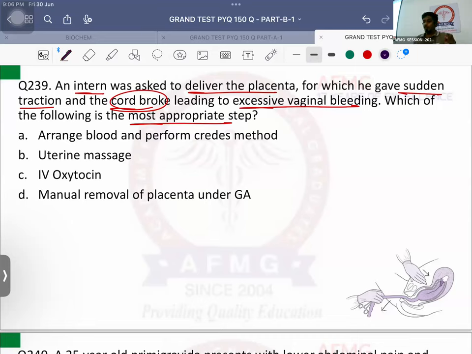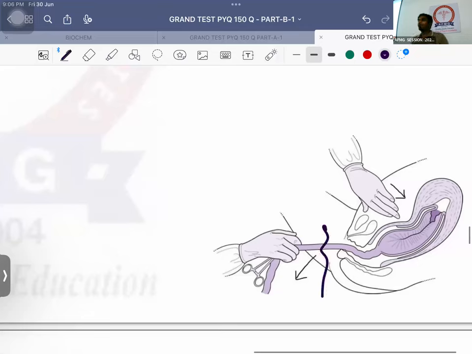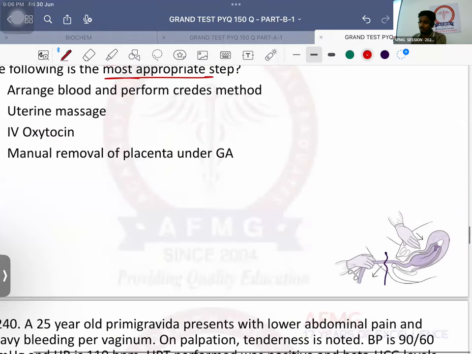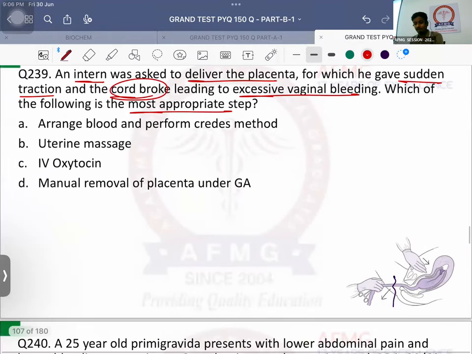Sabse badnaam prajati, intern. Kya kiya jata hai? Bechara delivery kar raha tha. But usko laga placenta aa nahi raha bahar. Mujhe aur bhi kaam hai. Usme kya? Jor laga. Usme kya ho gaya? Cord kya ho gaya? Break. Ab cord break ho gaya. To placenta andar hi reh gaya. And the patient started bleeding a lot. Now what should be the most appropriate step in management? Now the placenta is inside only.